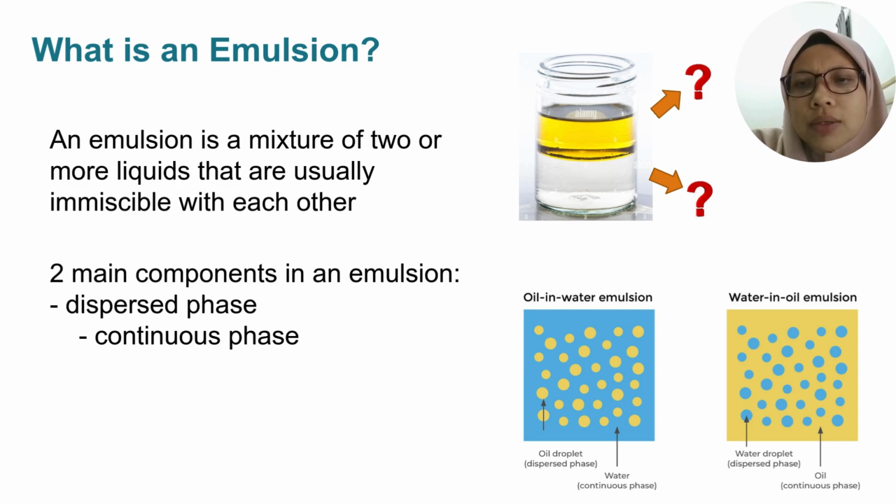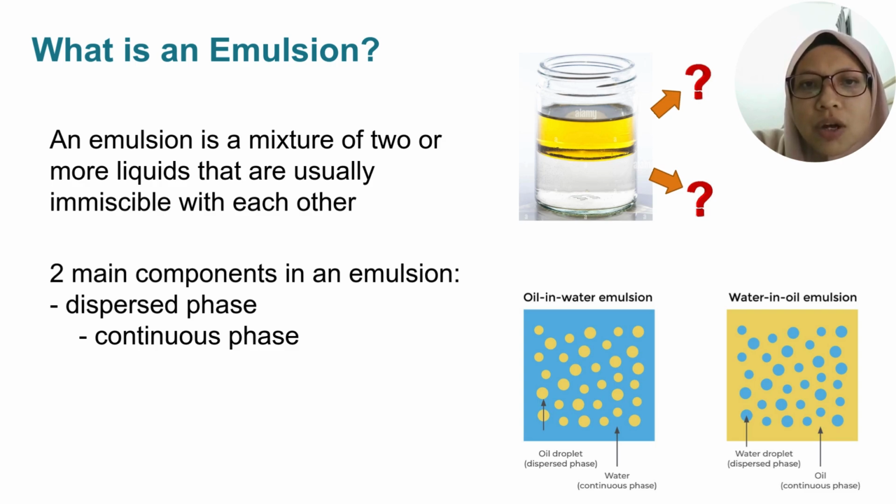Okay, so we have two main components in an emulsion. First is the disperse phase, and second is the continuous phase. So how do you differentiate these two terms? Disperse, so dia berselerak, disperse, and then continuous phase is dia punya medium or dia punya platform lah.